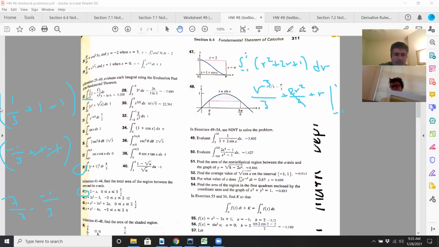41. You have 2 minus x. So find the total area of the region between the curve and the x-axis. Okay, no problem. What you got to do is, it might help to graph it. If you plug in 0, you get 2. If you plug in 2, you get 0. And you plug in 3, you get -1.